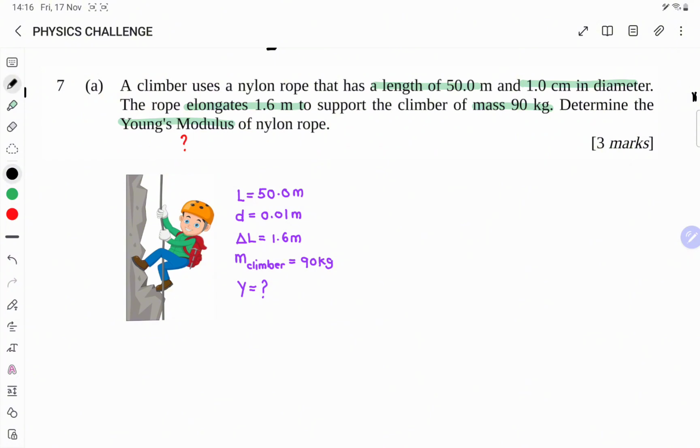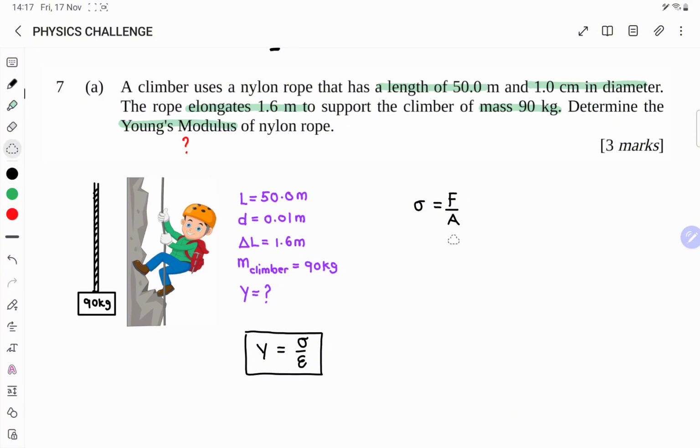Just now we have looked at the formula for Young's modulus is equals to stress over strain. So now what you need to do is to find the value of the stress. Stress is equals to force over area. In this question, the force is exerted by the mass of the climber, so for the force, we can say that is the weight of the climber, mg, over the area. And the area is actually about the cross-sectional area of the rope.